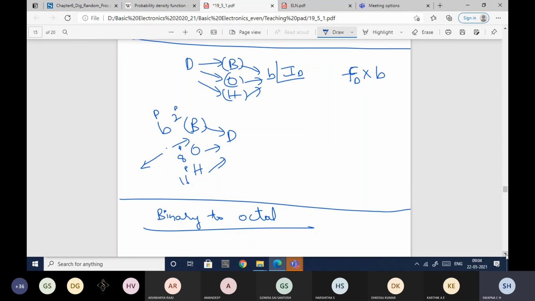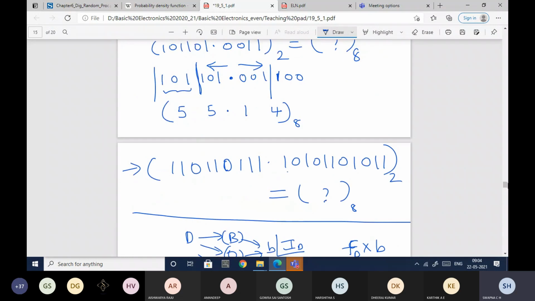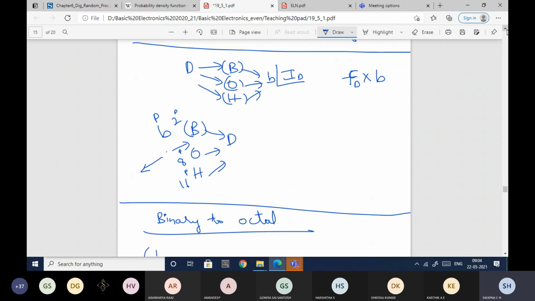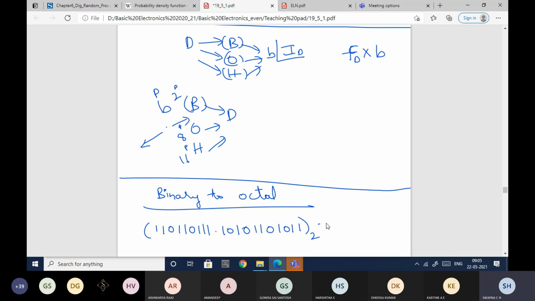In the last class, we have also seen binary to octal conversion. For that, I've given one problem. Can somebody dictate the problem to me? Yesterday I gave you a problem, right? 11011. This is what I have given. So you need to convert it to octal.